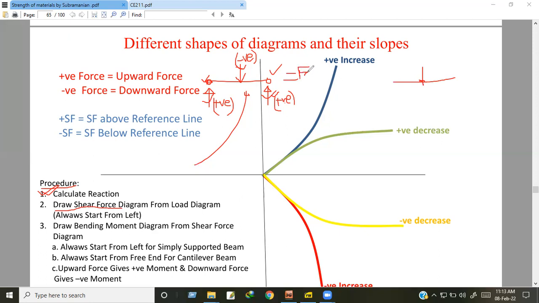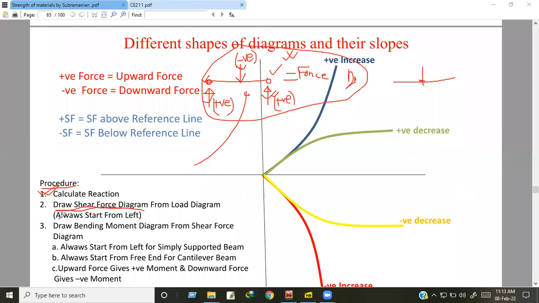This is the force diagram. First, we have to calculate the reaction force, and after calculating the reaction force, we can find the force diagram. And using this force diagram, we have to draw the shear force diagram.